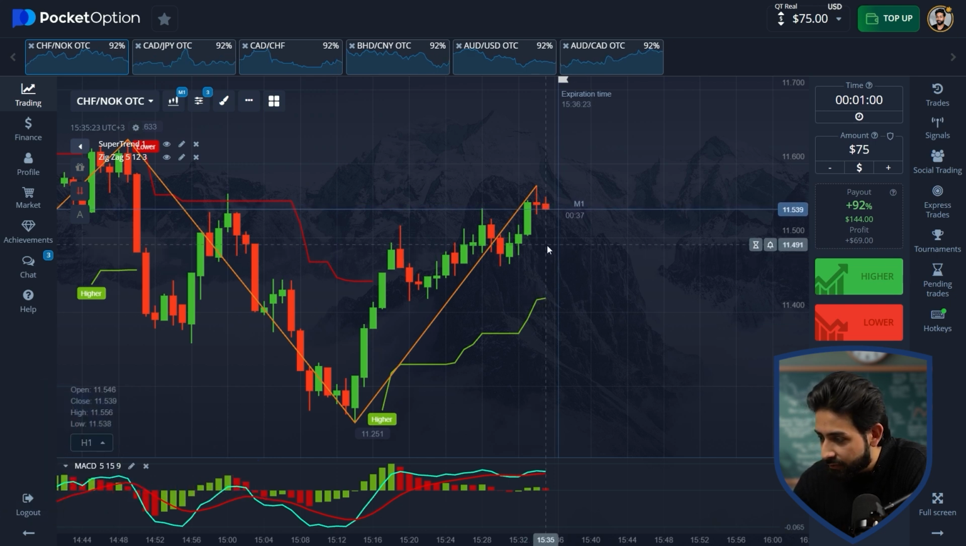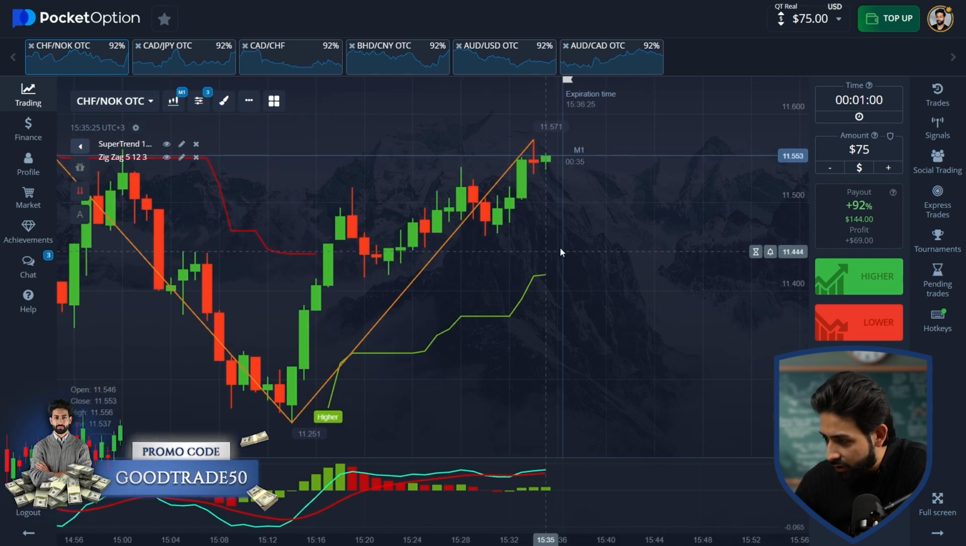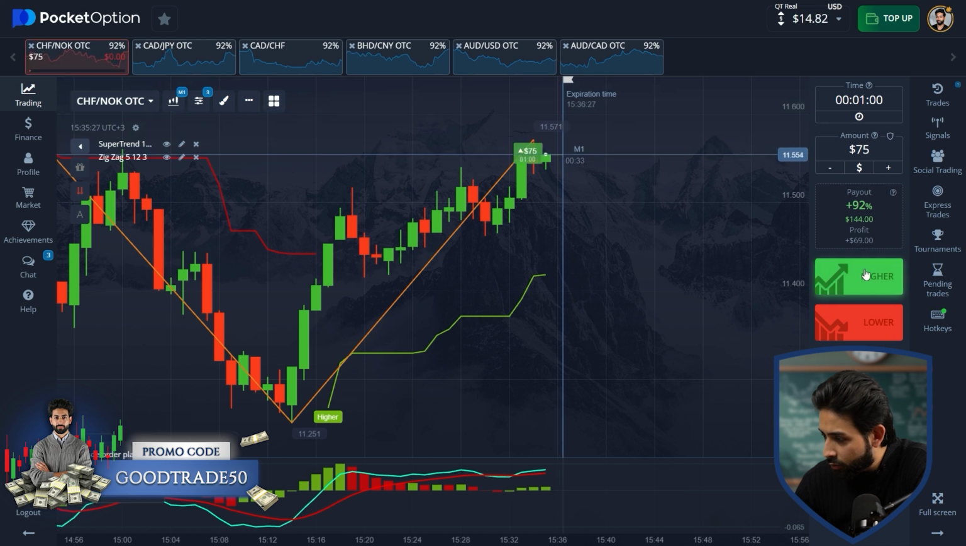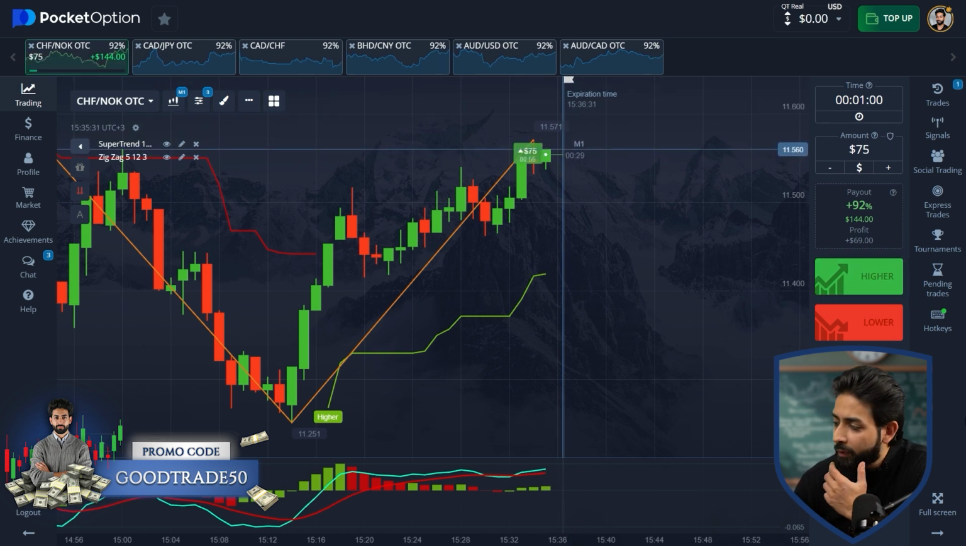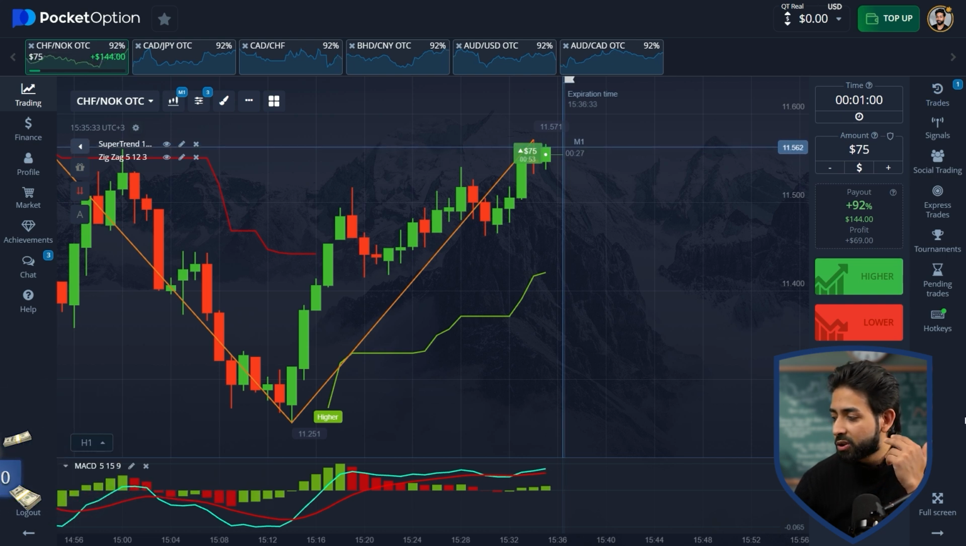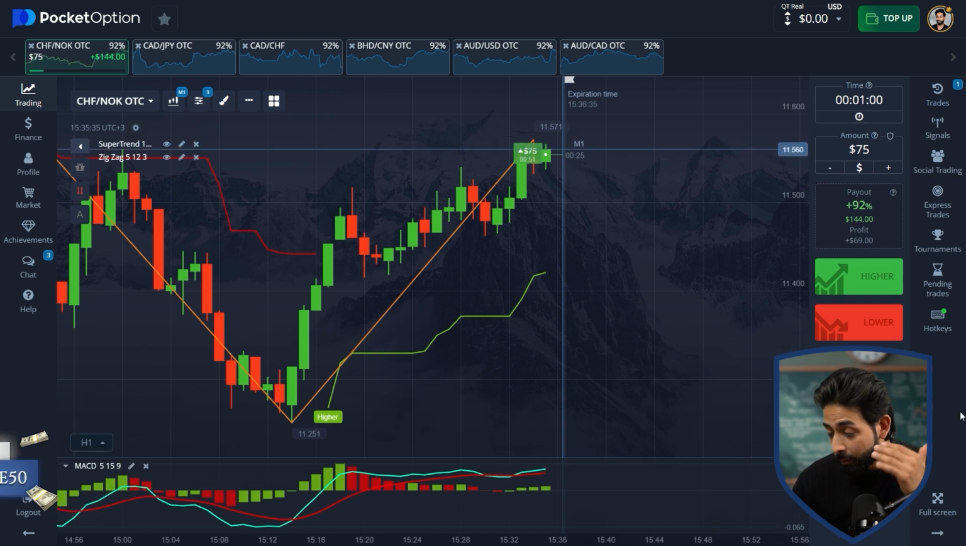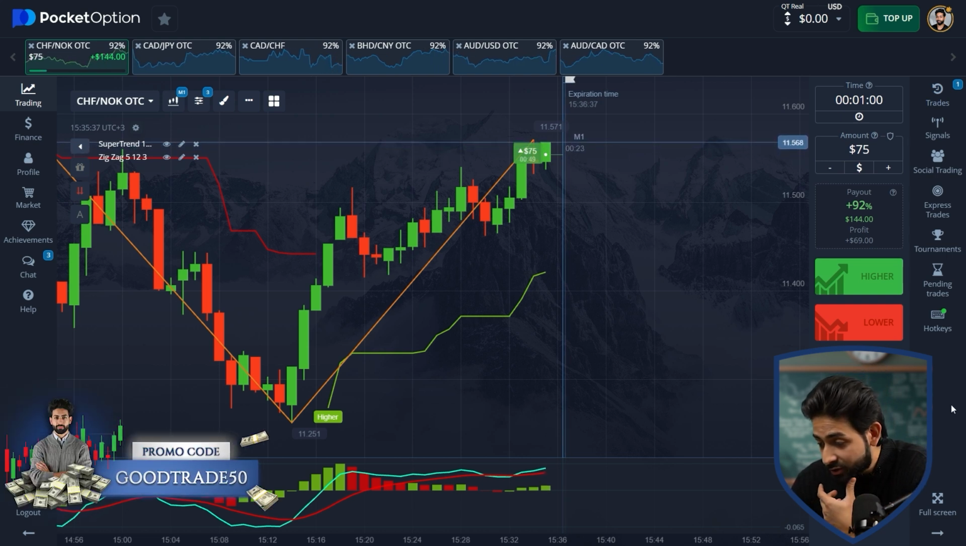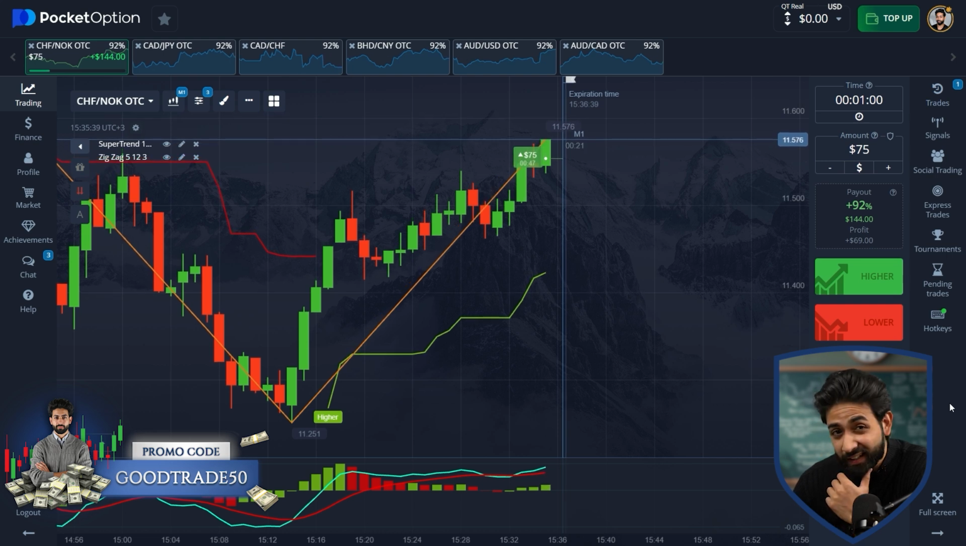We are at CHF NOK. Let's see if there is an entry that we can observe. Let's set the bet amount to 75 and enter into a buy. Good entry. We are opening a long option because according to the Super Trend and Zigzag, we have an uptrend. And the MACD is also giving us an indicator which is signaling for growth. And the option is up.